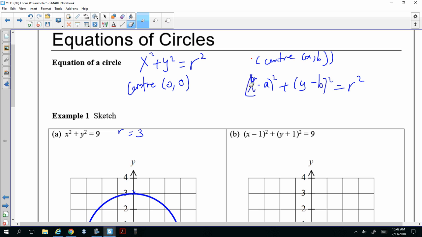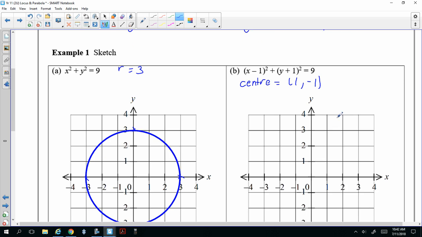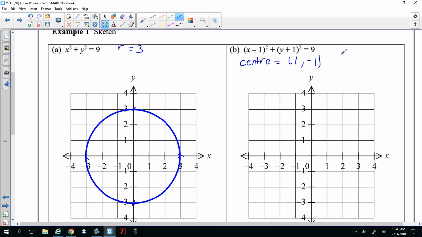Let me write this again. x minus a, all squared. Okay, so we can do an example to illustrate. So, for example, this one, the center is going to be (1, -1). Okay, because that -1 turns into plus, positive 1 turns into minus. Okay, so locate the center and the radius is still 3.